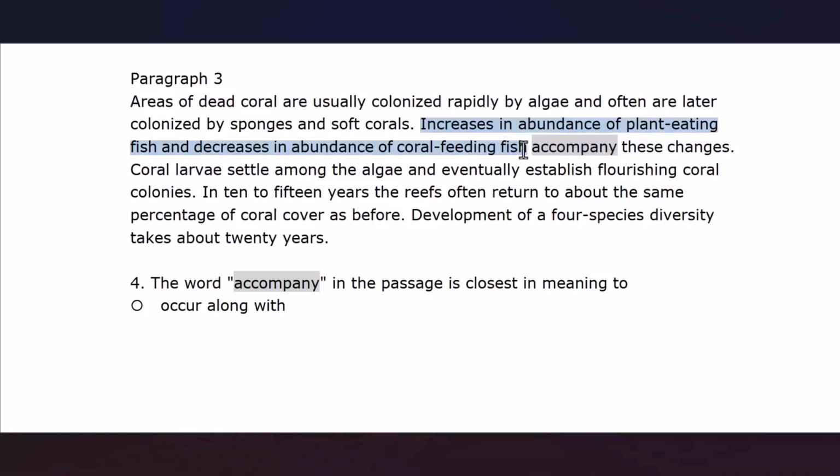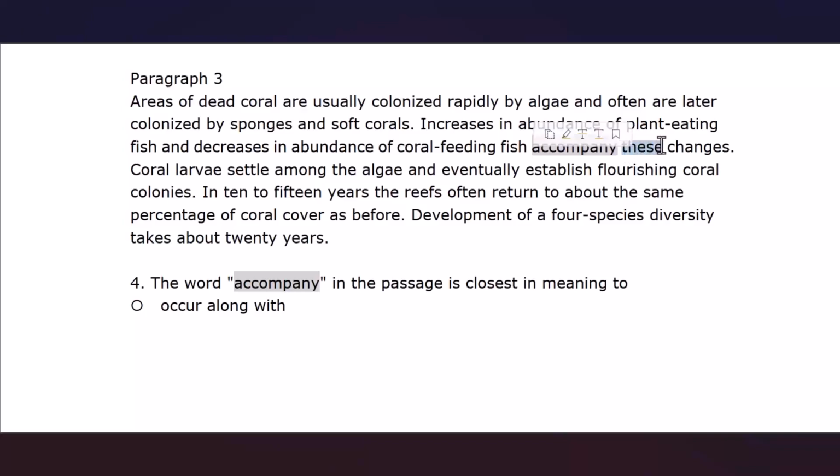It is not a single subject because it features "and" here. And connects two noun phrases, increases in abundance of plant-eating fish and decreases in abundance of coral-feeding fish. And accompany, the main verb, is in agreement with this compound subject.